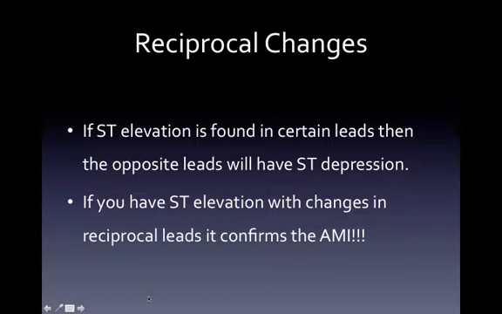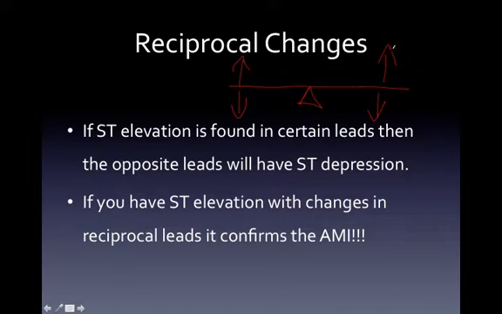Reciprocal changes. If ST segment elevation is found on certain leads, then on the opposite leads, the patient will have ST segment depression. If you have ST segment elevation with changes in the reciprocal lead, it confirms an acute myocardial infarction. So it works like a teeter-totter. If we see elevation in one set of leads, and we have a reciprocal change, which means that at least one piece of tissue in there is infarcted, we will have ST segment depression. And vice versa. If we have elevation over here, we'll have depression in the opposite leads.